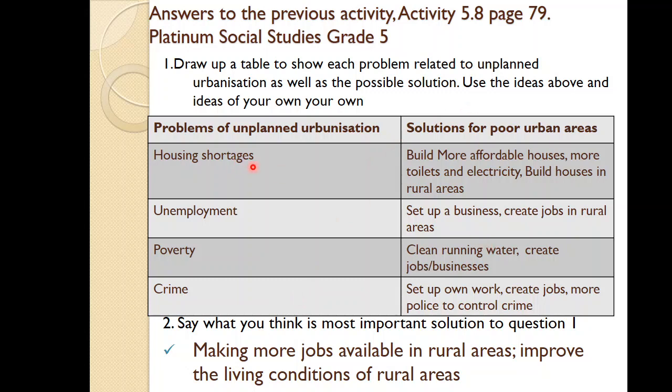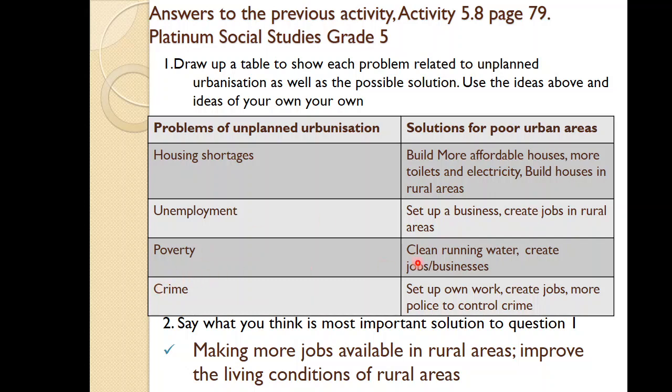Housing shortages. The government needs to build more affordable houses which can be afforded by low-income earners, and also needs to build more toilets and electrify houses and also build houses in rural areas, basically improve the condition of rural areas. Unemployment: people should create their own business, or the government and other private companies should create jobs in rural areas.